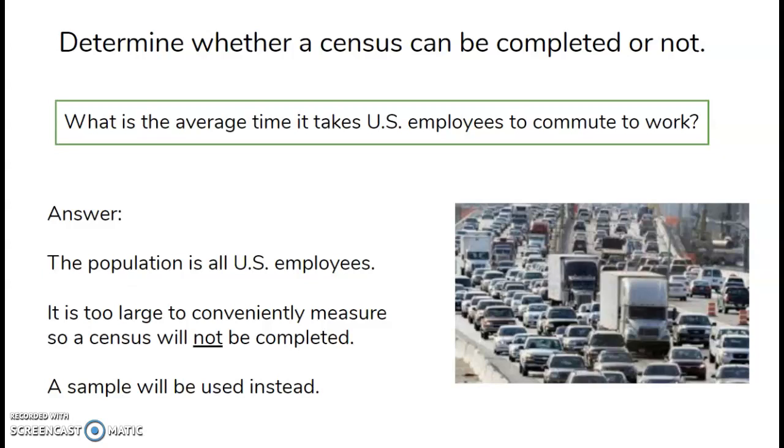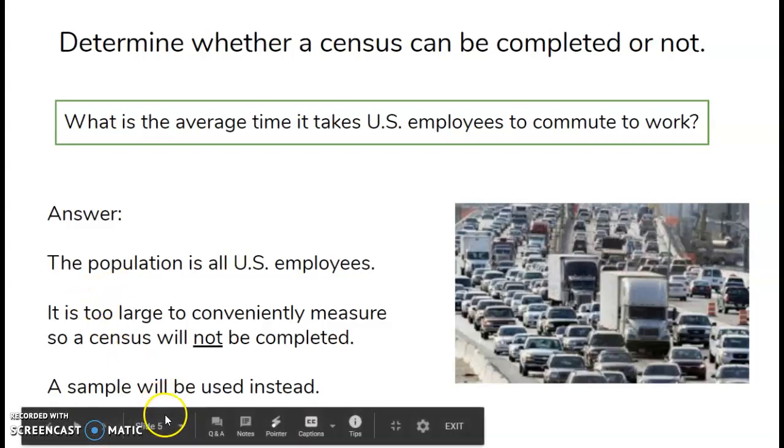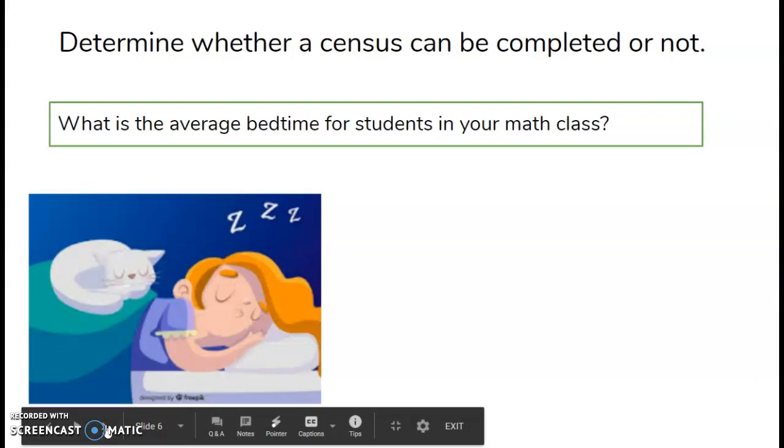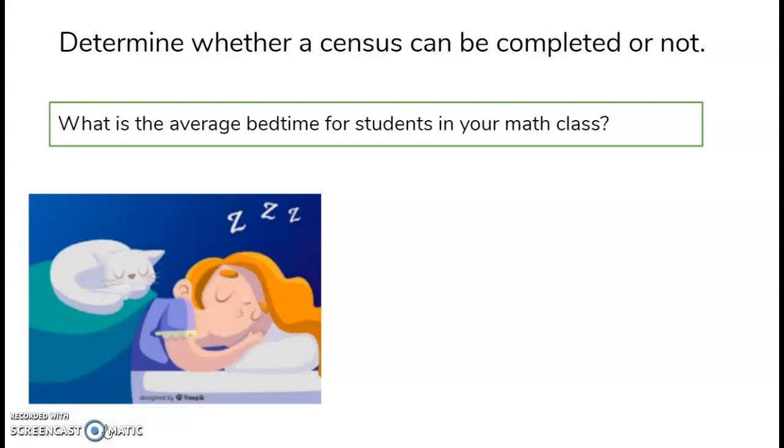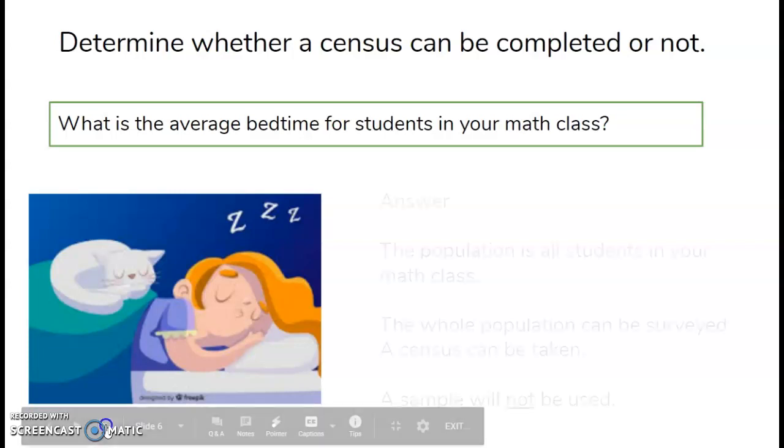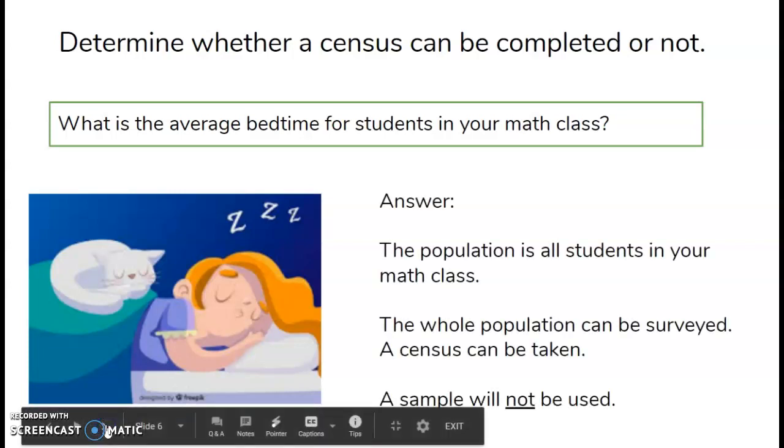We will talk about how to determine what is a good sample in the next lesson. Here's another one. What is the average bedtime for students in your math class? Again, the population is all students in your math class, so that's probably under 28 students. Therefore, we can survey everybody in the math class, so we will use the whole population. That means a census can be taken. Census is when I survey the whole population. The whole population is my math class. A sample will not be used.